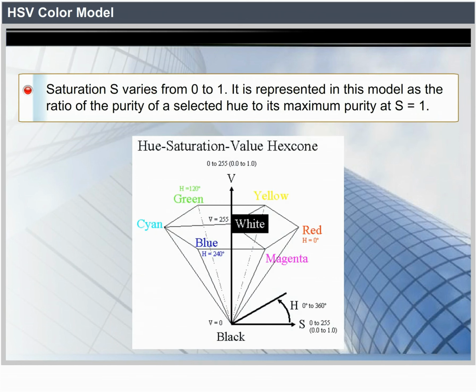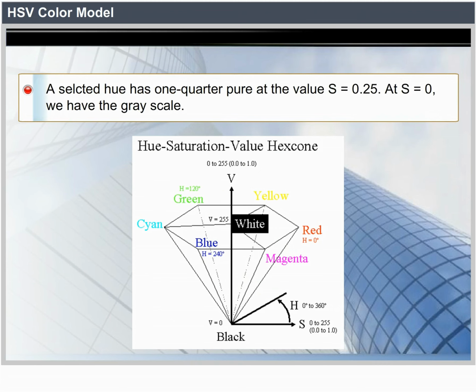Saturation S varies from 0 to 1. It is represented in this model as a ratio of the purity of a selected hue to its maximum purity at S equals 1. A selected hue is said to be 1/4 pure at the value S equals 0.25. At S equals 0, we have the gray scale.